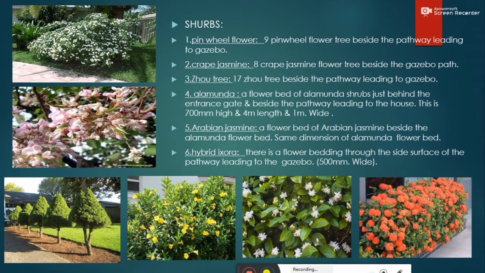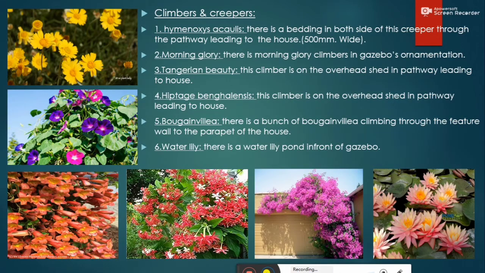Hybrid ixora: there is a flower bedding along the side of the pathway leading to the gazebo, 500 mm wide. Climbers and creepers. Hymenaea aculeus: there is a bedding on both sides of the creeper along the pathway leading to the house, 500 mm wide.